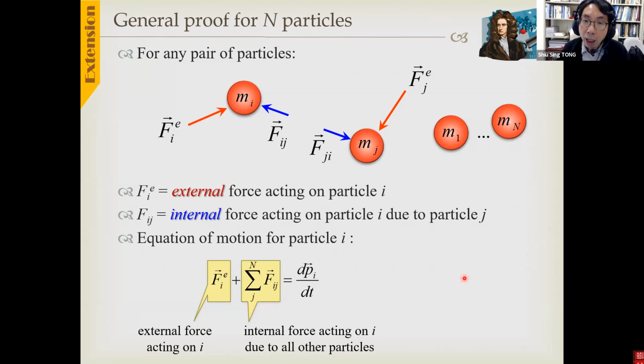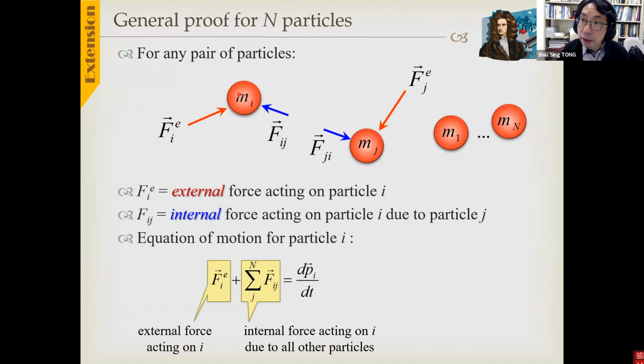Okay, so now we consider n particles, and we label their masses as M1, M2, M3, up to Mn. And so we now consider a pair, Mi and Mj. I and J are two arbitrary particles. We consider the interaction between the particles Mi and Mj.